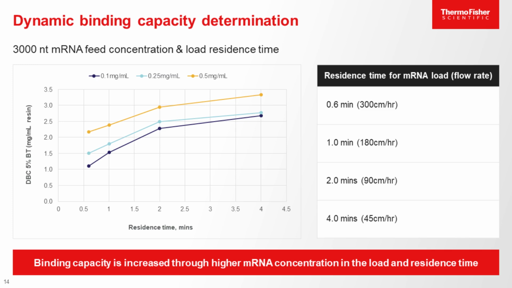Another important factor is to determine how the mRNA load concentration and residence time can impact the binding capacity. For a 3,000 nucleotide mRNA molecule, we can see that an increase in the sample load concentration from 0.1 mg per ml to 0.5 mg per ml results in an increase in the 5% dynamic binding capacity, while a lower concentration actually results in a decrease in the 5% DBC. Additionally, the slower the residence time, the better the binding capacity, where the best binding capacity was observed at 0.5 mg per ml sample load with a 4-minute residence time.